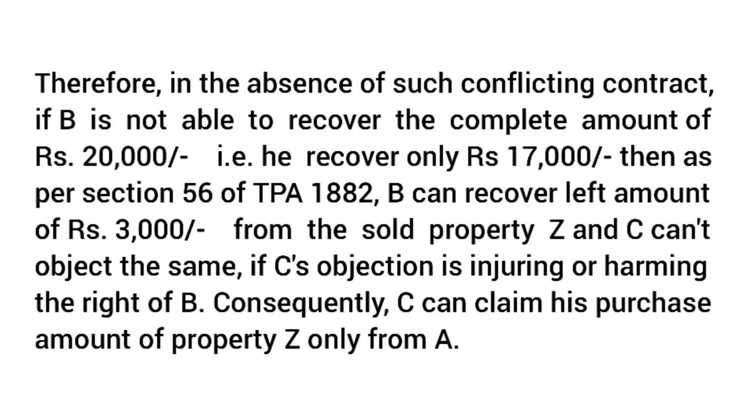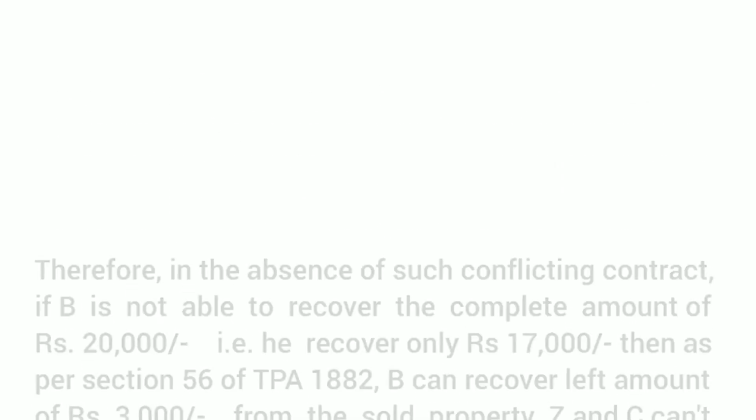In this situation, if B is not able to recover the complete amount of rupees 20,000, that is, he recovers only rupees 17,000, then as per section 56 of the Transfer of Property Act 1882, B can recover the left amount of rupees 3,000 from the sold property Z. And C can't object to the same if C's objection is injuring or harming the right of B. Consequently, C can claim his purchase amount of property Z only from A.